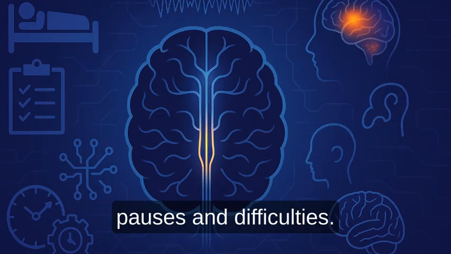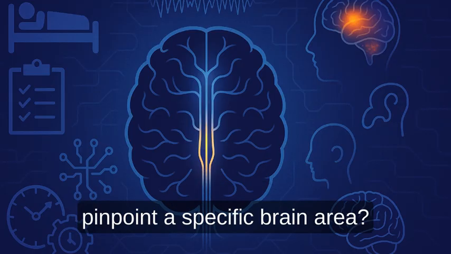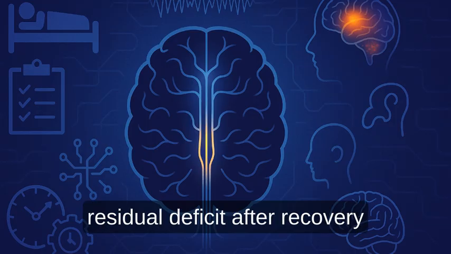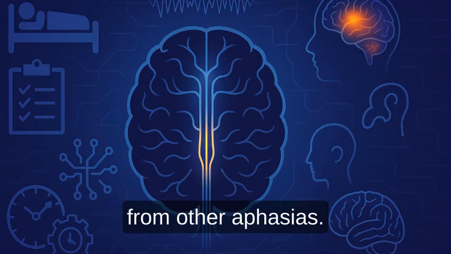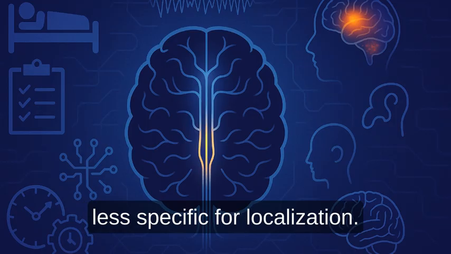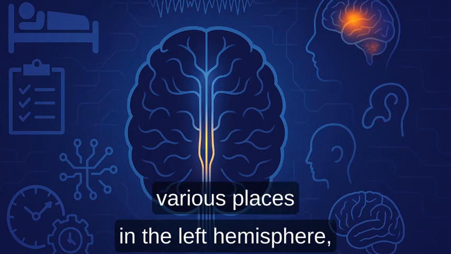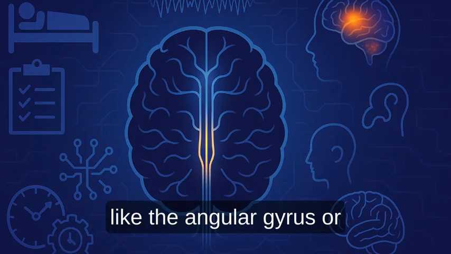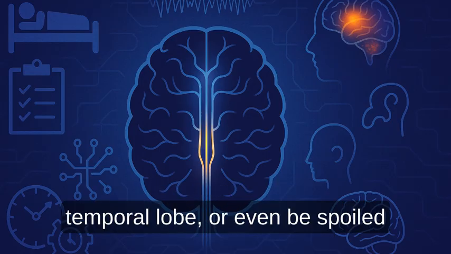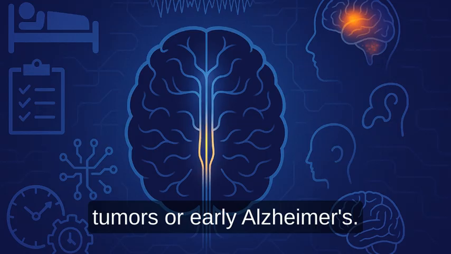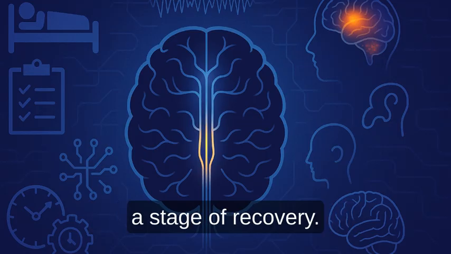Is it common? And does it pinpoint a specific brain area? It's very common, perhaps the most common residual deficit after recovery from other aphasias, but because it's common, it's less specific for localization. It can result from lesions in various places in the left hemisphere, like the angular gyrus or temporal lobe, or even be seen with more diffuse issues like tumors or early Alzheimer's. It's also often seen as a stage of recovery.